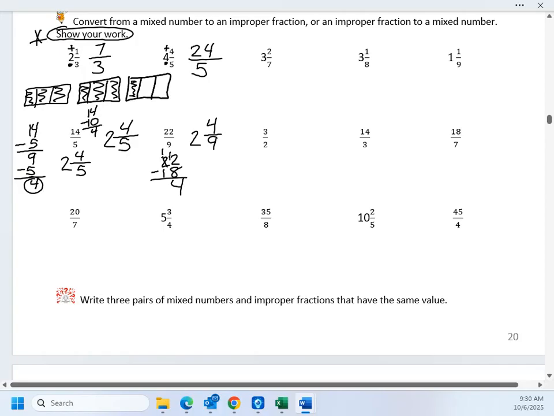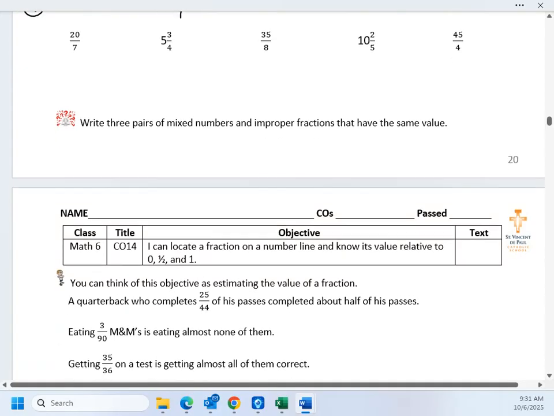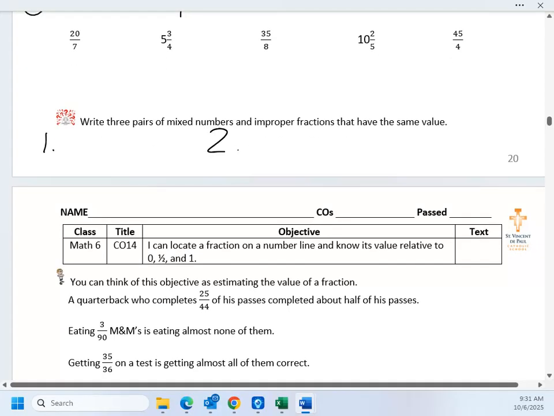Then at the bottom it says write 3 pairs of mixed numbers and improper fractions that have the same value. So you're going to have one set here, one set here, and one set here. So I could say 3 halves is equal to 1 and 1/2. You come up with 2 more. Okay, give me the improper and its mixed number. Any questions on today?